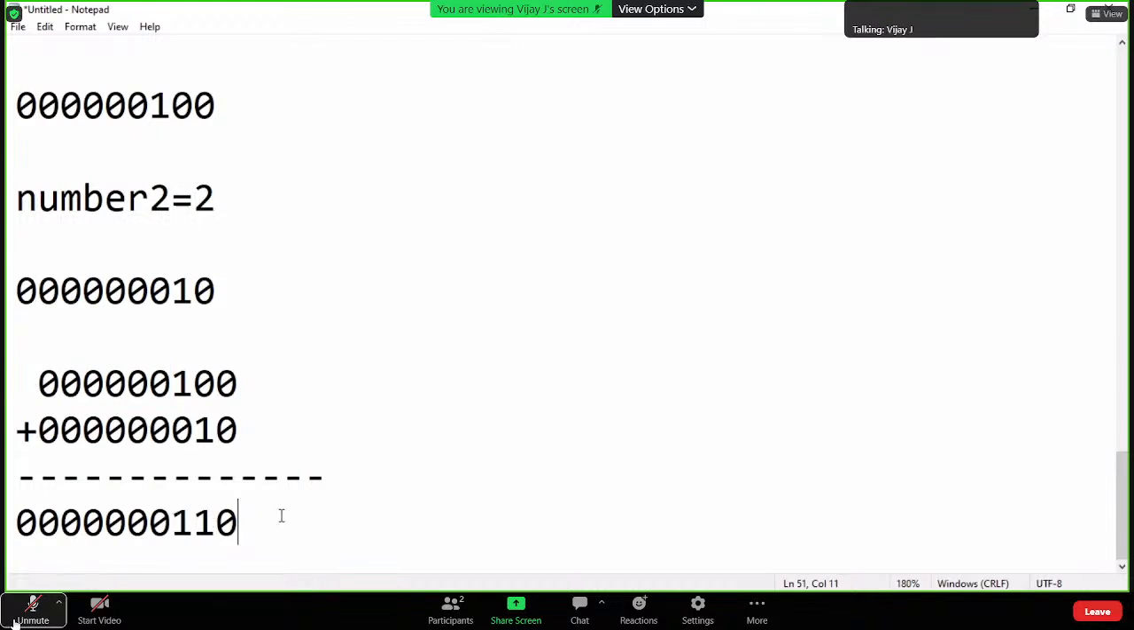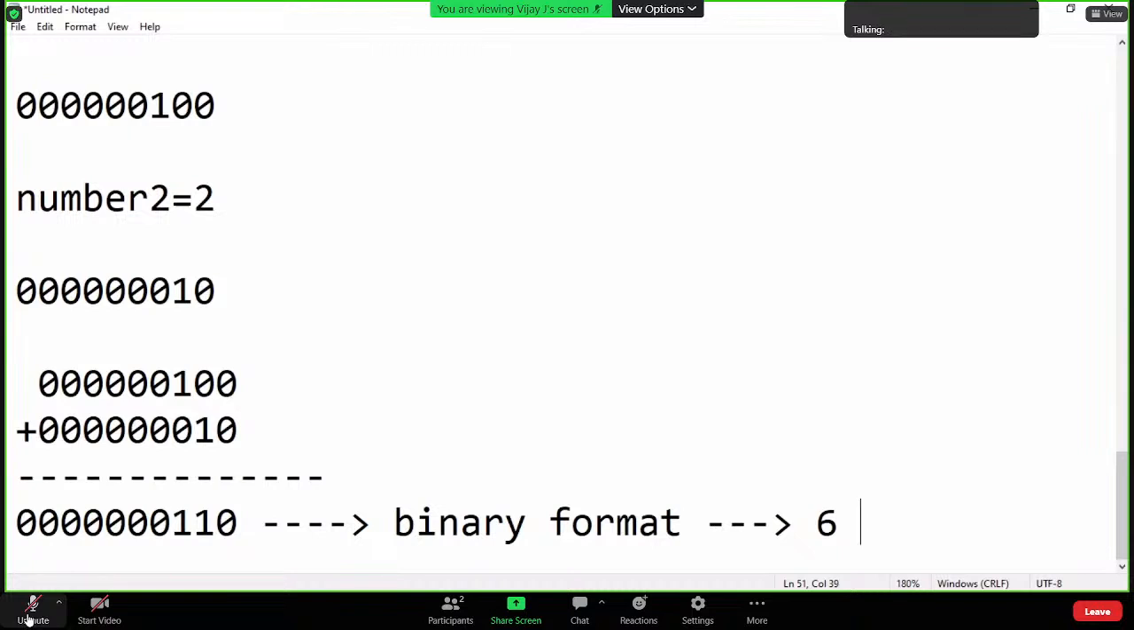So at the end point, we are getting 110. Suppose this is in binary format. Again, I'm telling you, this is binary format. So this is storing the value of 6. Clear? In my program, I can find 6. But what is the operating system doing? It is storing the same value in binary format. Is this clear?